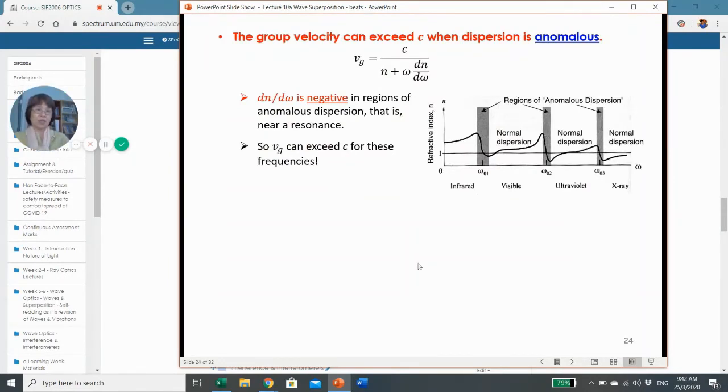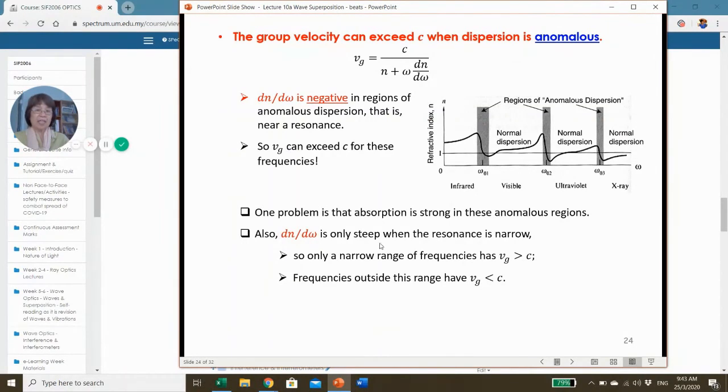In the anomalous dispersion region, we said that the group velocity can exceed c because dn/dω is negative. So this number becomes smaller, so Vg becomes larger. One problem is that in this anomalous region, absorption is very strong. You'll find that dn/dω is only steep when this region is narrow. This is the resonance region. So only a narrow range of frequencies would have Vg larger than c. Frequencies outside this range will have Vg smaller than the speed of light.